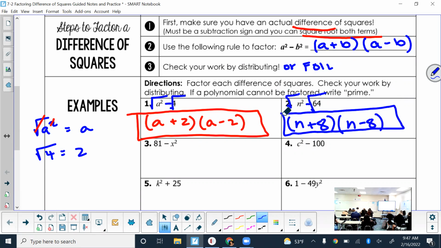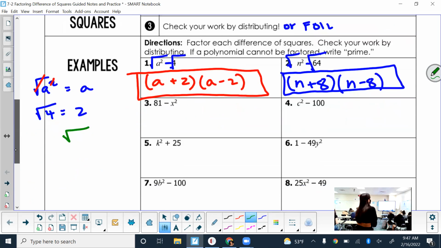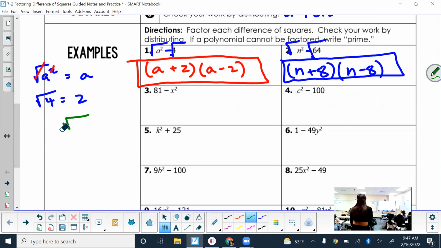Questions about that? All right, if you're not sure if something's a perfect square, you can always use a calculator or Desmos. The square root button looks like this, kind of like a division sign with a little line there. If you need help finding it on a different calculator, I can help you. But if you get a decimal, it's not a perfect square.